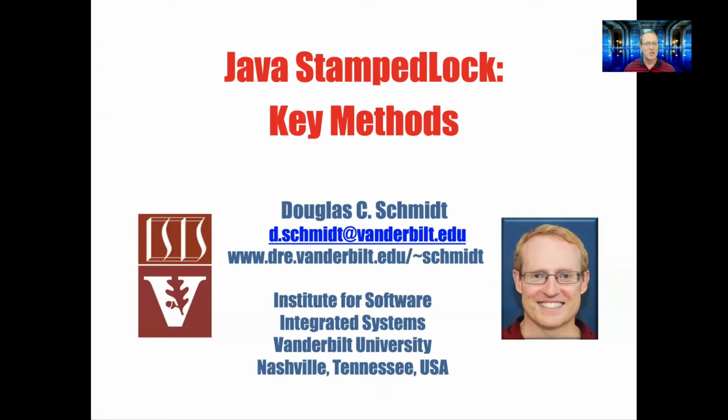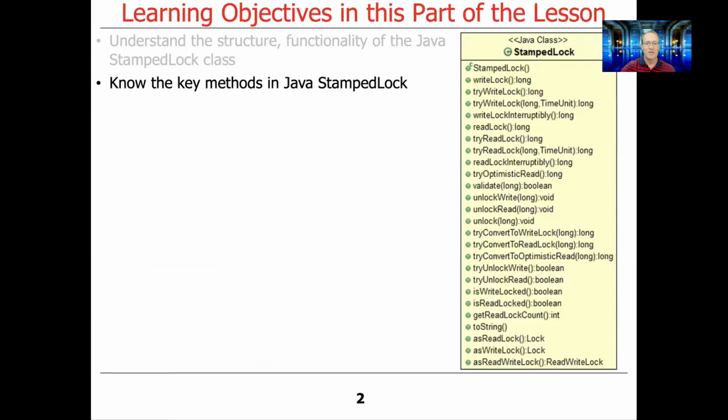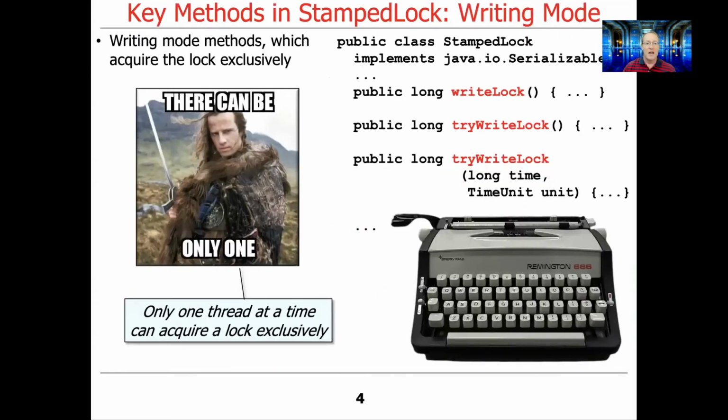So now that you know something about the structure and functionality of StampedLock, let's go ahead and take a more detailed tour through its key methods. First, we'll start out with writing mode methods, which acquire the lock exclusively. So you should be familiar with the concept of exclusive locking.